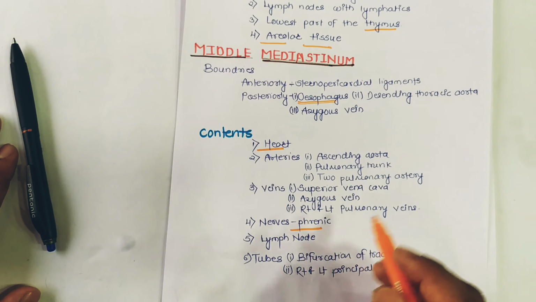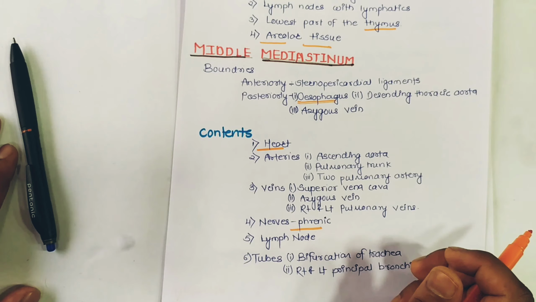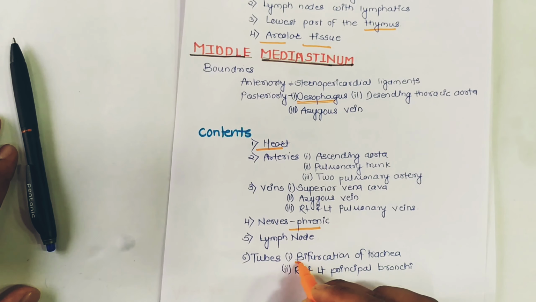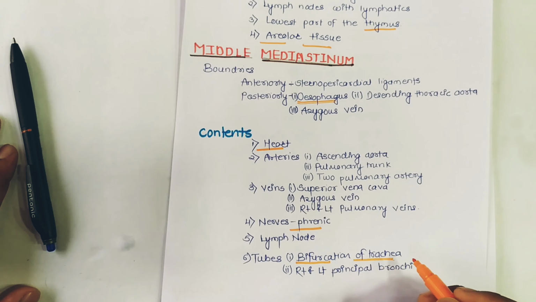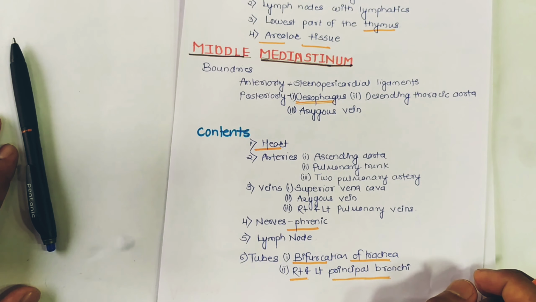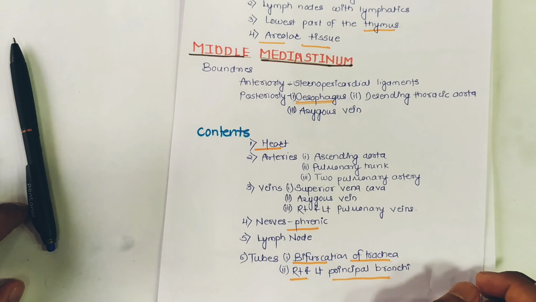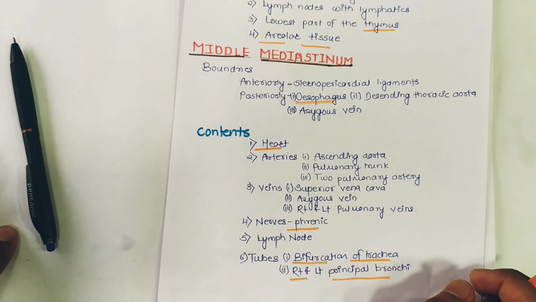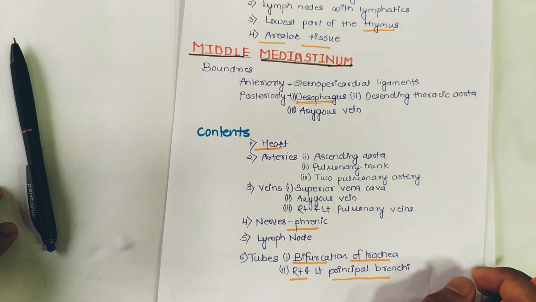And the important part is that in the medial mediastinum the bifurcation of the trachea occurs, so it forms the right and left principal bronchi, okay. So which are the arteries? The ascending aorta, pulmonary trunk, and two pulmonary arteries; you have to understand this. Veins: superior vena cava, azygous vein, and right and left pulmonary veins. So these are the contents of the medial mediastinum.